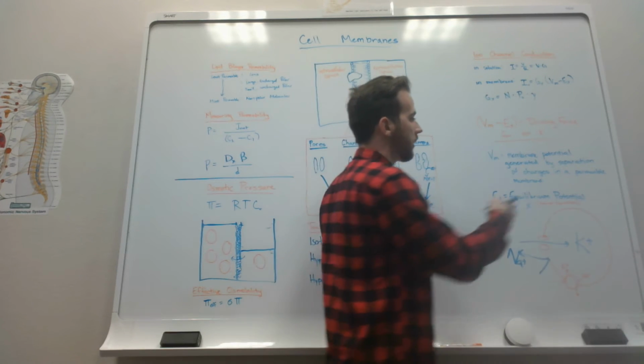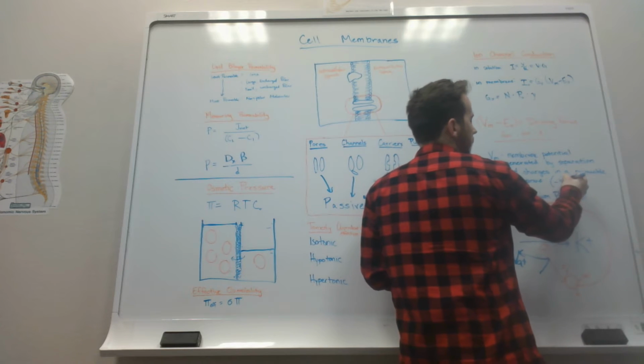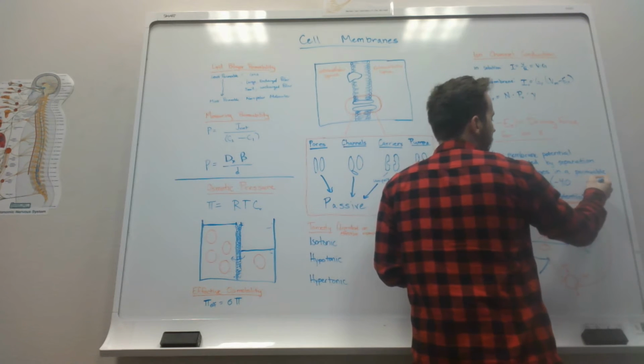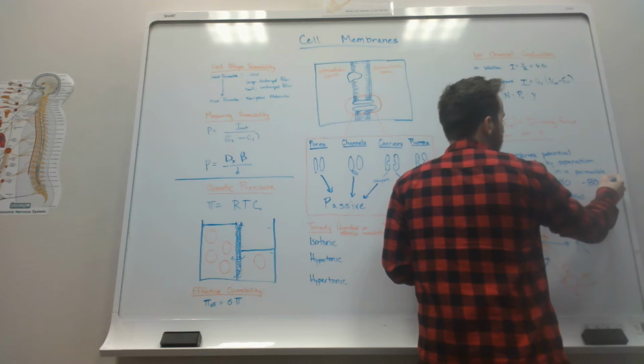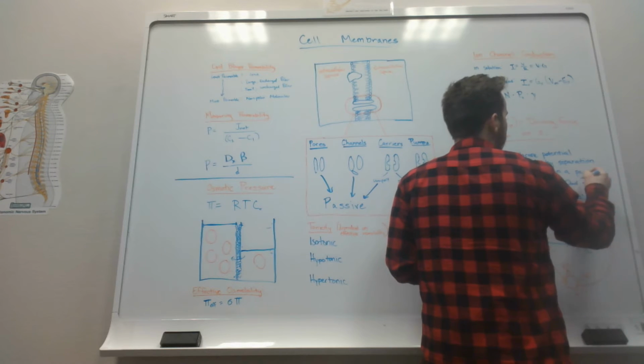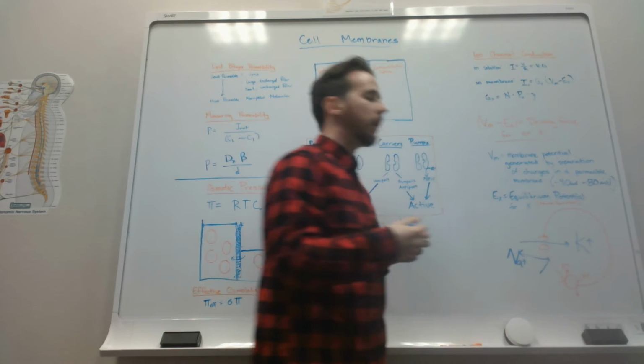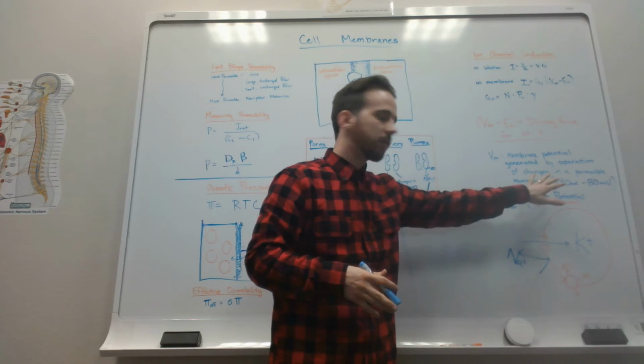A typical membrane potential is anywhere between -40 and -80 millivolts. Okay, that's pretty typical.